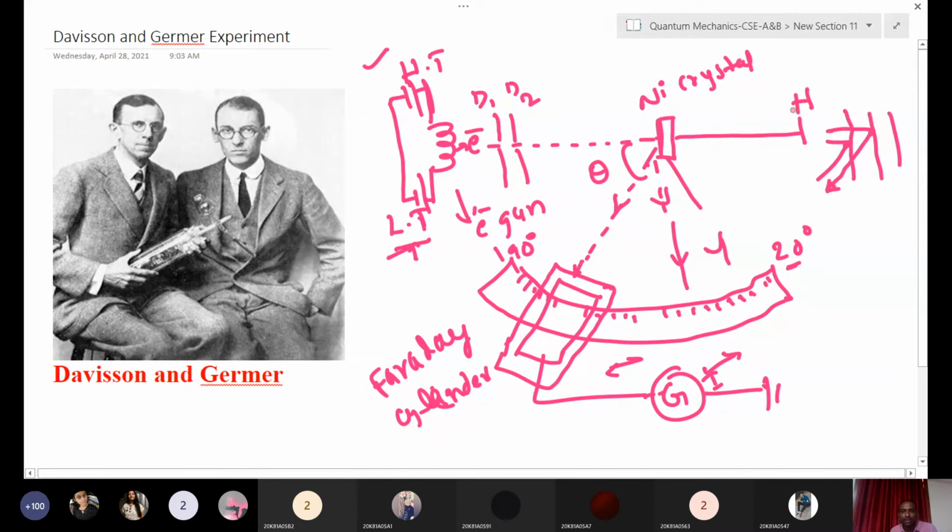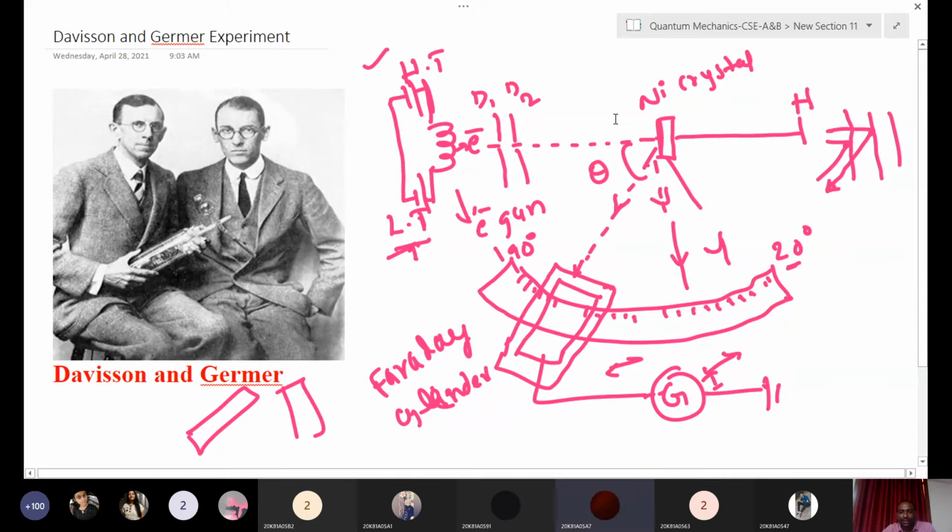Suppose for this nickel crystal a handle is also there, so you can rotate this crystal. Depending on your requirement, you can rotate to whichever angle you want: this way, or perpendicular, or slanted, however you want, using the handle. This is the experimental setup. Is this clear now?